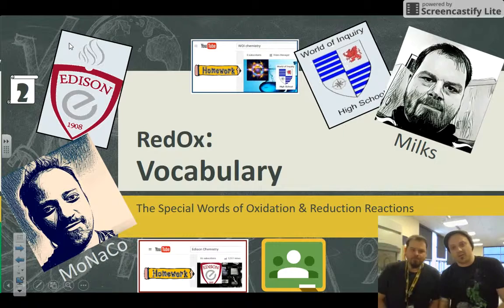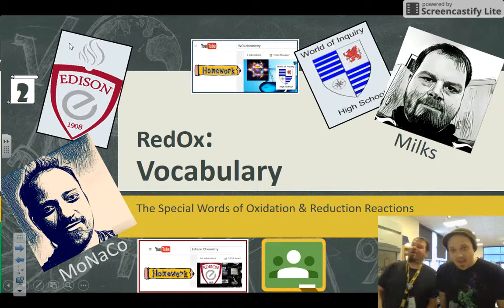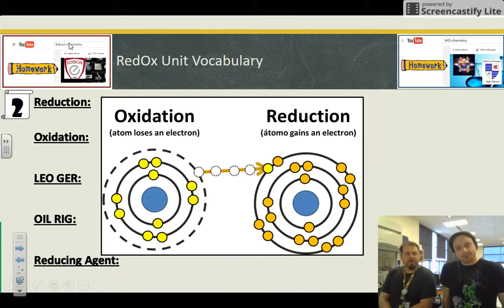But we're here to tell you about the vocabulary. Ooh, your favorite lecture video of the whole unit. But should we get right into it? Sure. All right. This unit's about oxidation and reduction, so let's hit those up. What the heck is a reduction? Well, there you go. There's a picture.